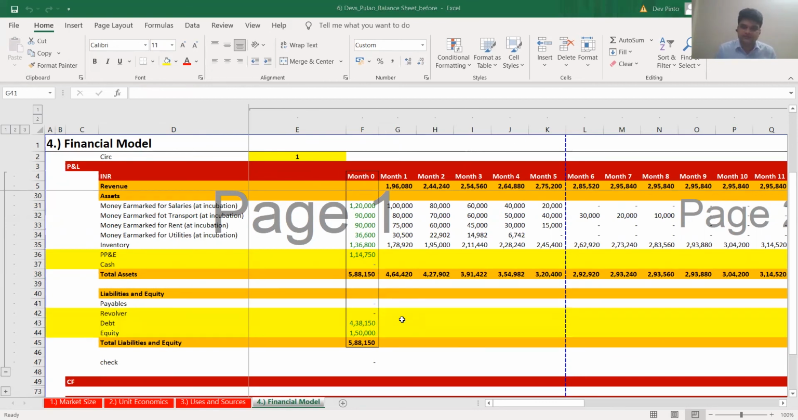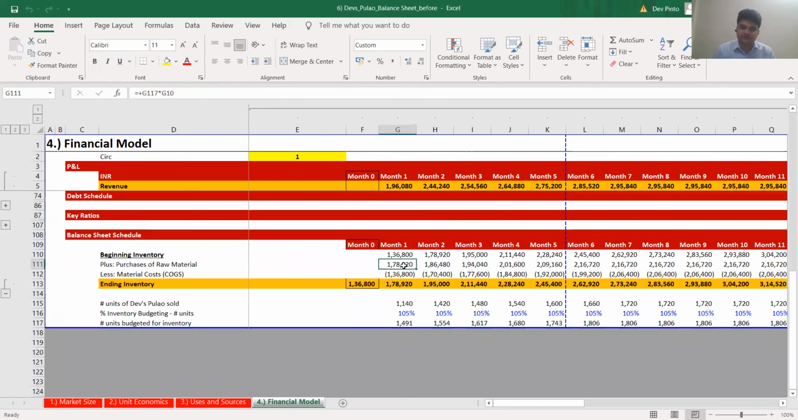Let's go to payables. So what is payables? When you made these purchases, you purchased this inventory from some supplier. So how much did you purchase? You purchased roughly 1 month worth of inventory. Why? Because the raw materials are perishable, they're going to get spoiled. And you thought in the next month you'll sell 1420 units of Dave's Pulao, you budgeted for 1491.